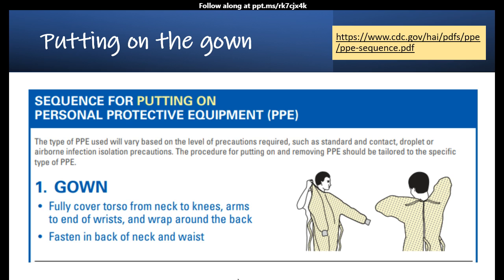You're going to put the gown on, make sure it fully covers your torso from the neck to the knees and arms to the wrists and wraps around the back. Fasten it in the back if it's that kind, or you fasten it on the side depending on what the gown is.